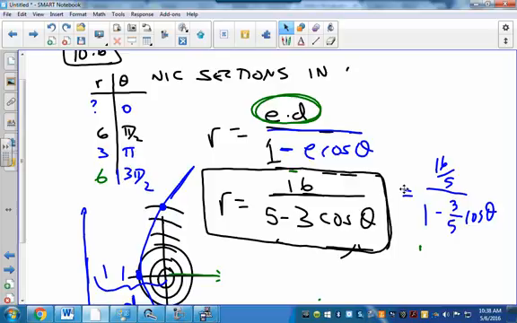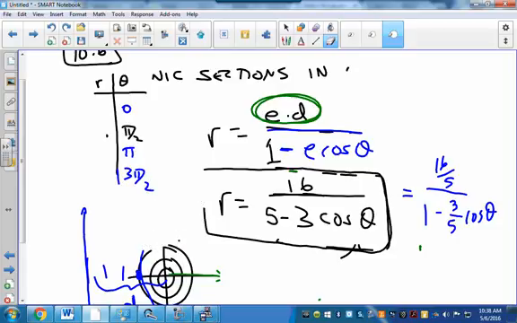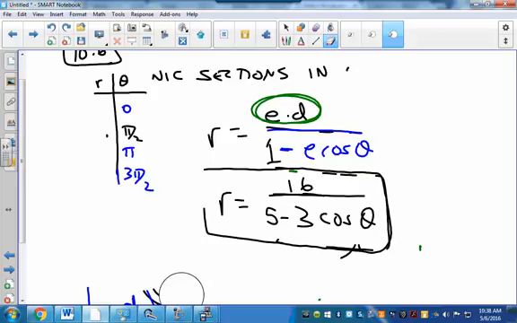See if you can give me a couple of points for this. I would use these same angles: 0, pi over 2, pi, 3 pi over 2. Use the original equation, with no fractions in the original equation, and figure out what r is for each one of those. Plot the points, and lo and behold, you'll end up with an ellipse. It works really cool. And then you can try it on your calculator.